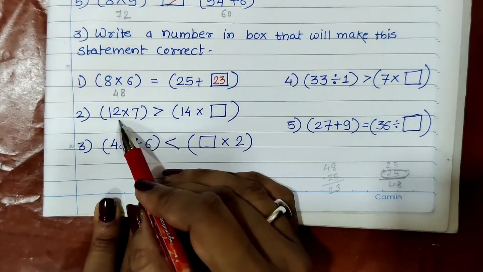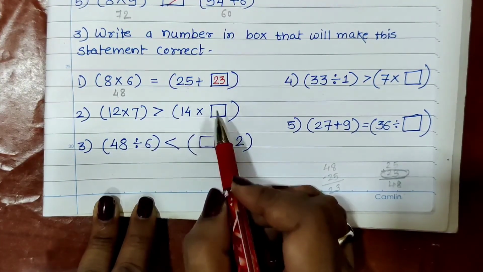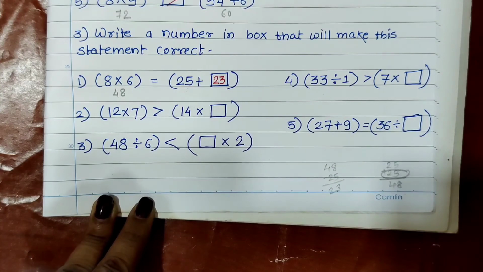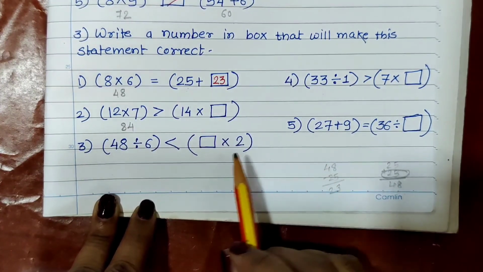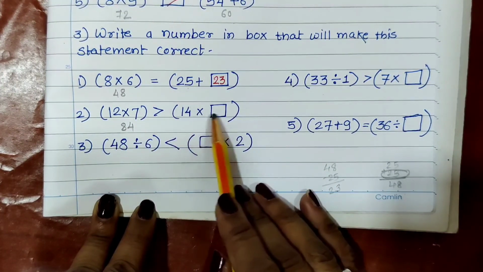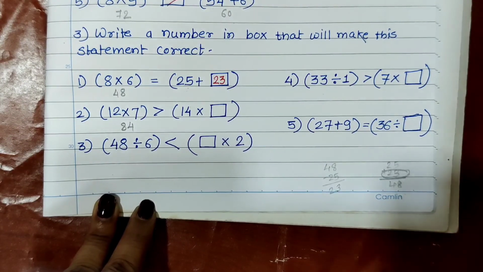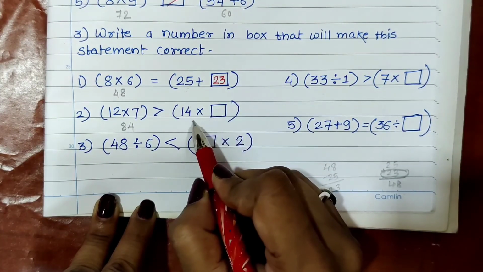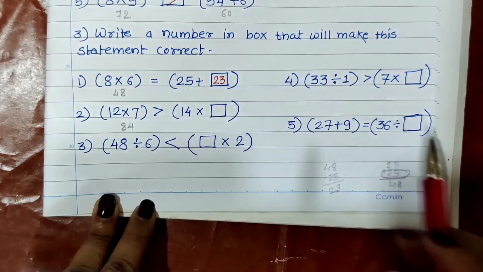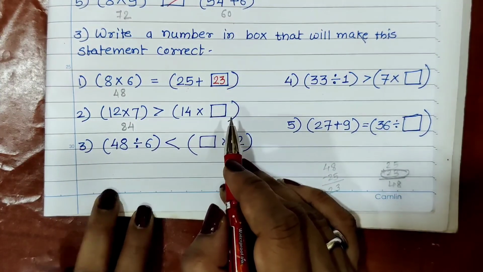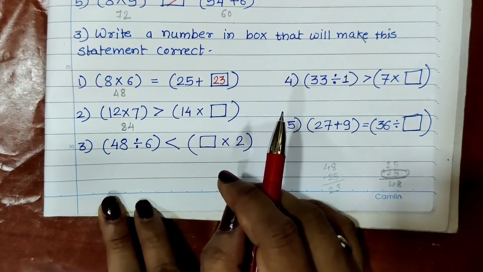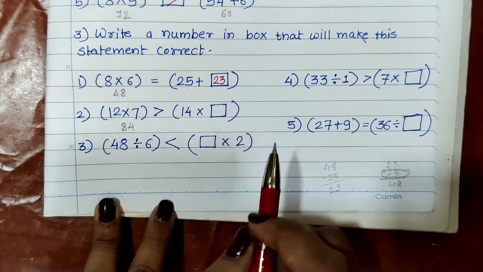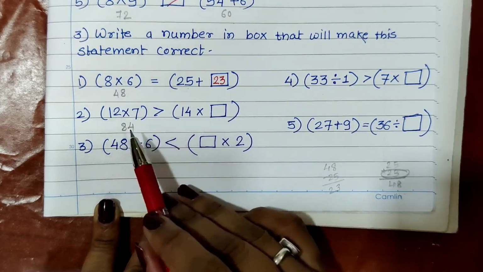Now next is 12 into 7 is greater than 14 into what? So first you should write what is 12 into 7. 12 7s are, what is the answer? It is 84, na? 84. So 84 should be bigger than 14 multiplied by what? Now see, if you write 14 multiplied by 1, it will be 14. Then also it will be correct. If you write 14 into 2, 14 2s are 28, then it is also correct. 14 3s, if you write, then it is also correct. So till the number which we get bigger than 84, you can write the numbers.